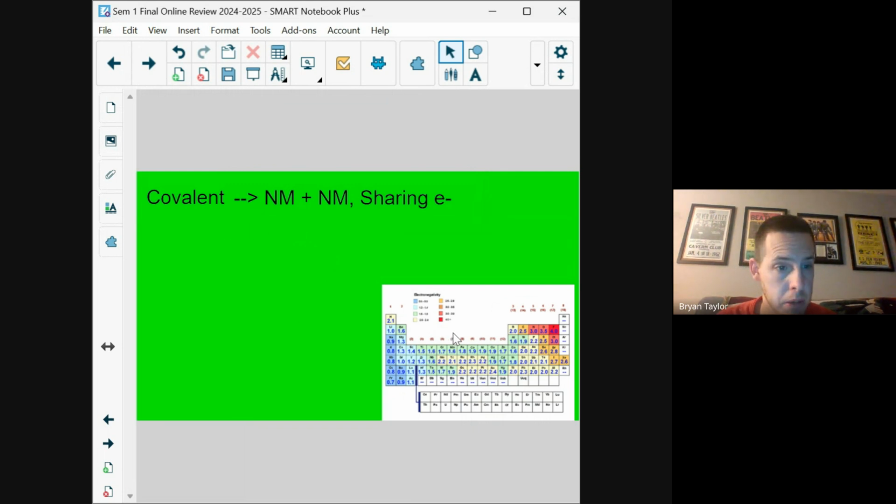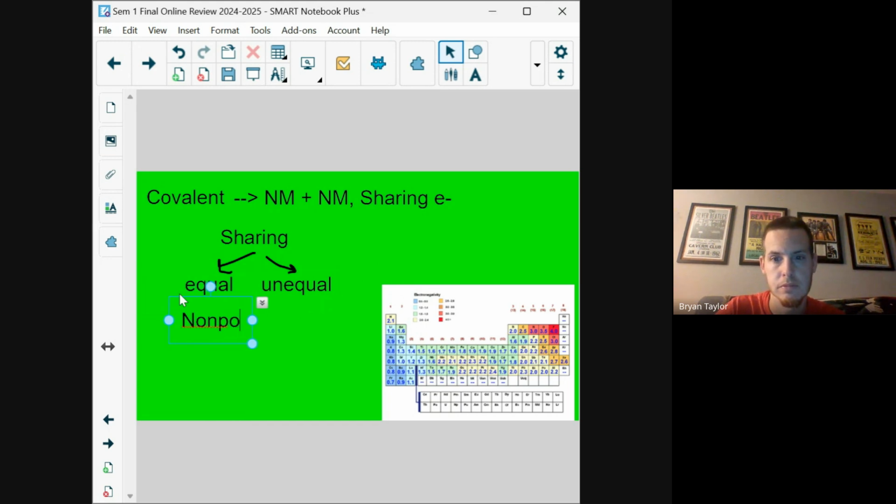So what ends up coming up with this is, of course, the polarity, and the sharing. That's the big thing. Because when you have sharing, you have two ways: equal and unequal. If it is equal sharing, this is called nonpolar. If it is unequal, it's called polar.